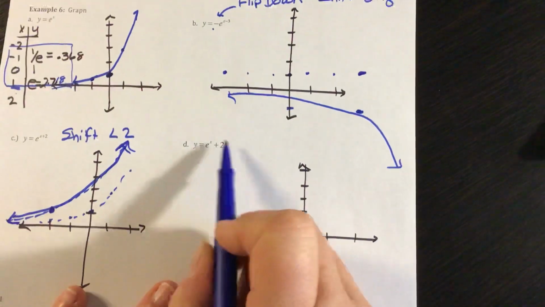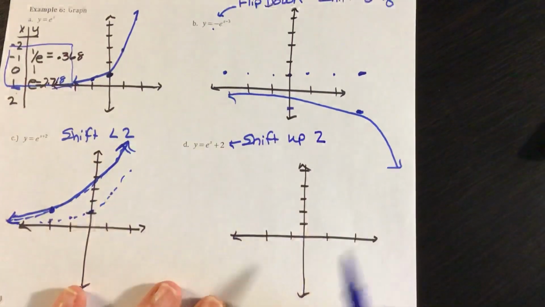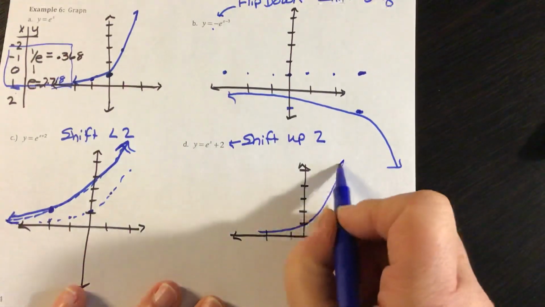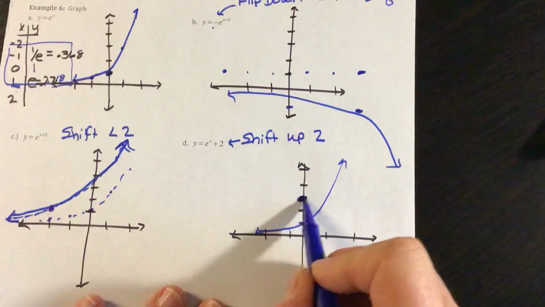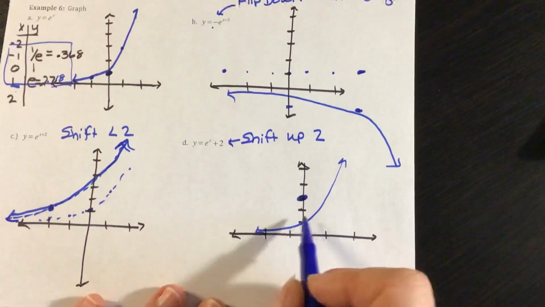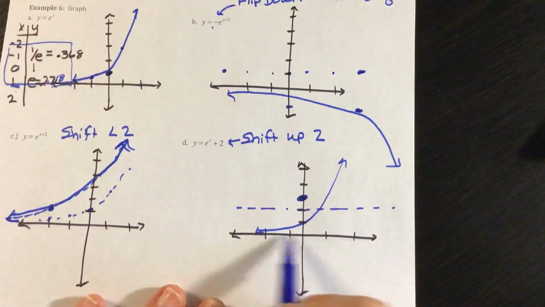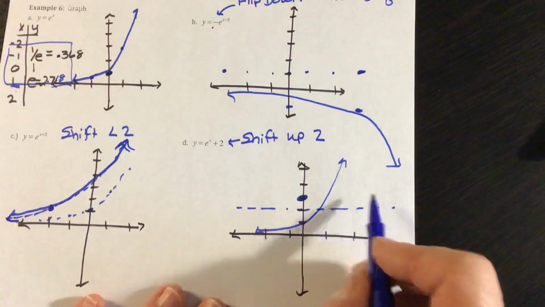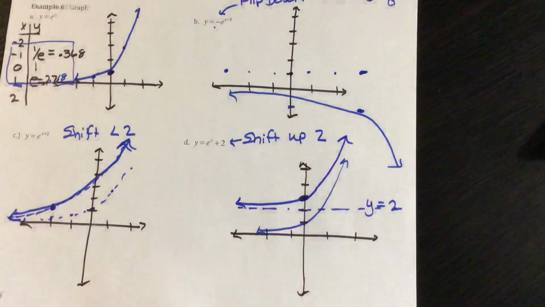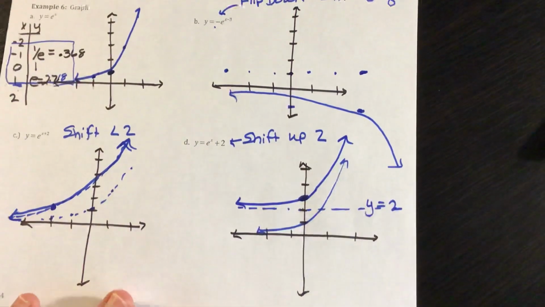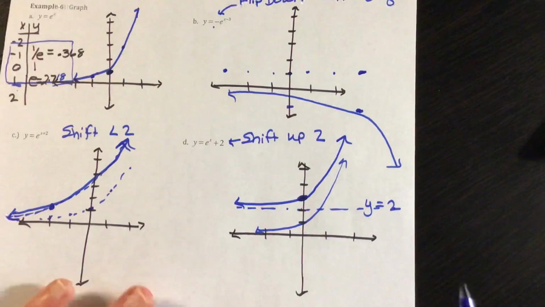Okay, next one, I'm shifting up 2. All right, so my parent function looks like this. So now I'm going to move it up 2 units. So here's where it's going to cross the y-axis. I'm going to now have a horizontal asymptote, not at the x-axis, but at y equals 2. And that's what my graph will look like if I shift it up 2 units. All right, so that is what we have with graphing exponential equations.